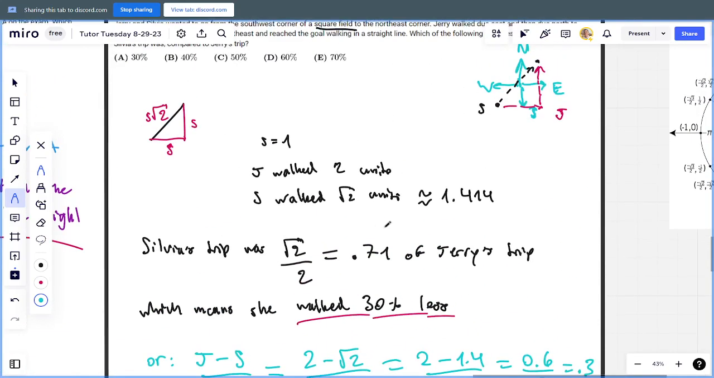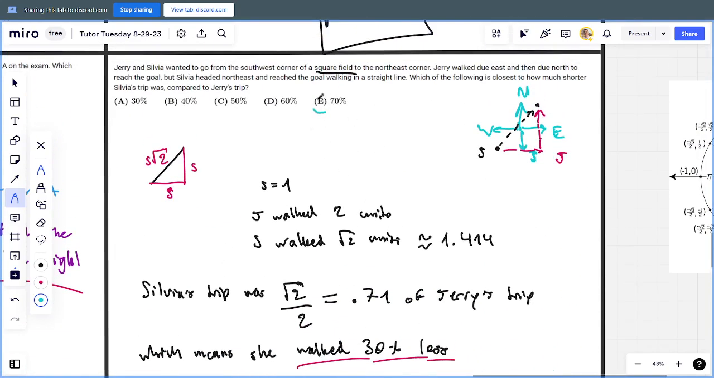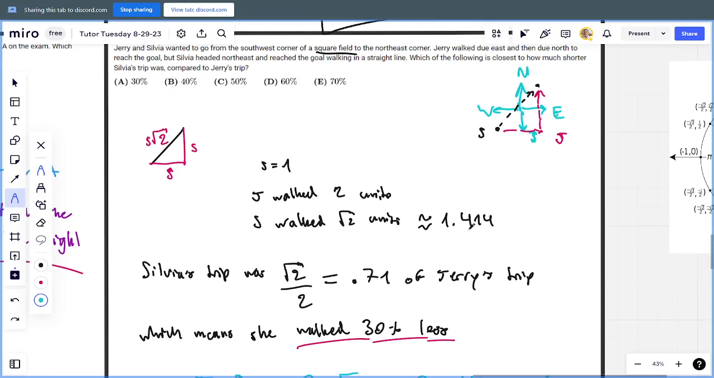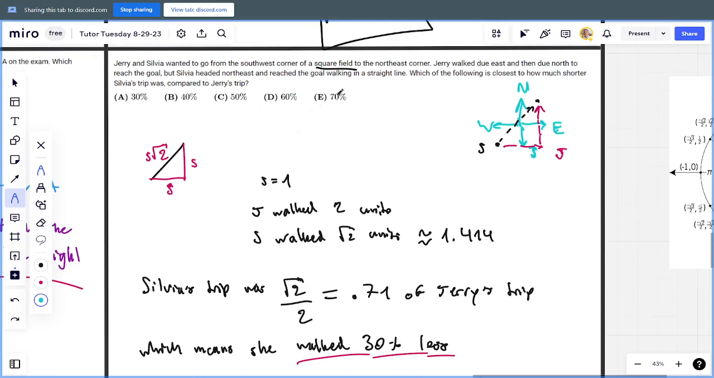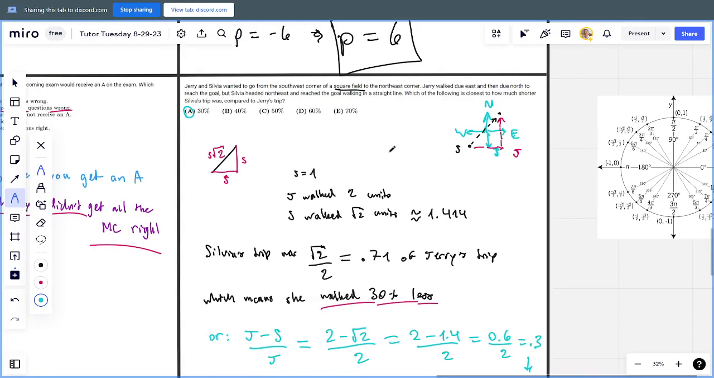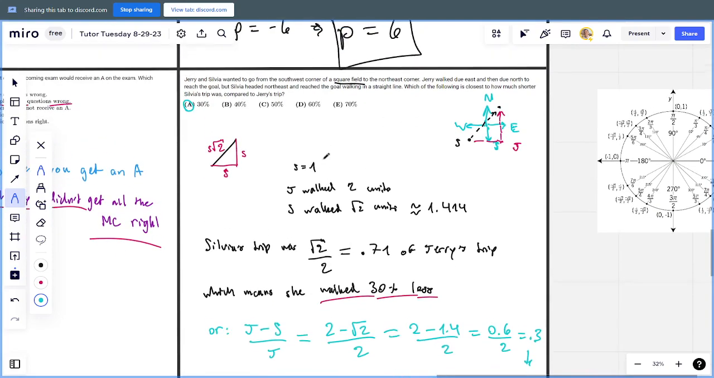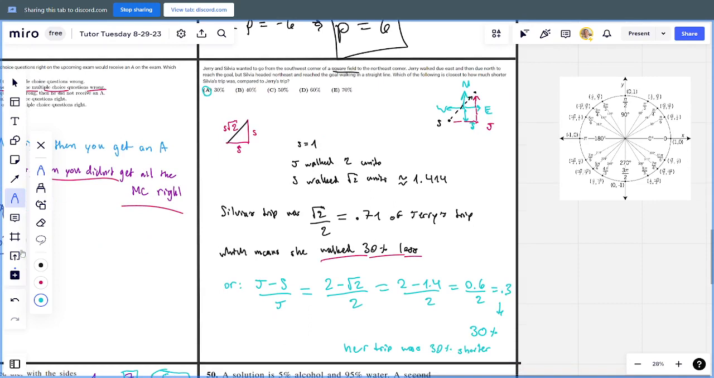Yeah, I'll be honest, the first time I did this one, I kind of put 70 right away. Or I don't even know. Maybe I put like 60 or 40 because I thought, oh, 0.4, but then I was like, oh wait, we need to take percent numbers. And I put 70 and I was like, oh wait, it's 30% shorter because she walked 70% of his. So yeah, this one is kind of tricky, but once you get it, I think it's not too bad.